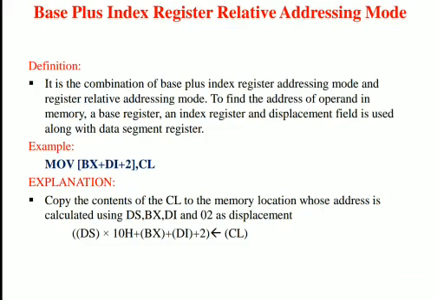What we have to do in this instruction is move the content of CL register to the memory location whose address is calculated by using the data segment register, the base register and the destination index register plus the displacement field 2. This is the normal operation of this instruction. That's all about the addressing modes of 8086 microprocessor.